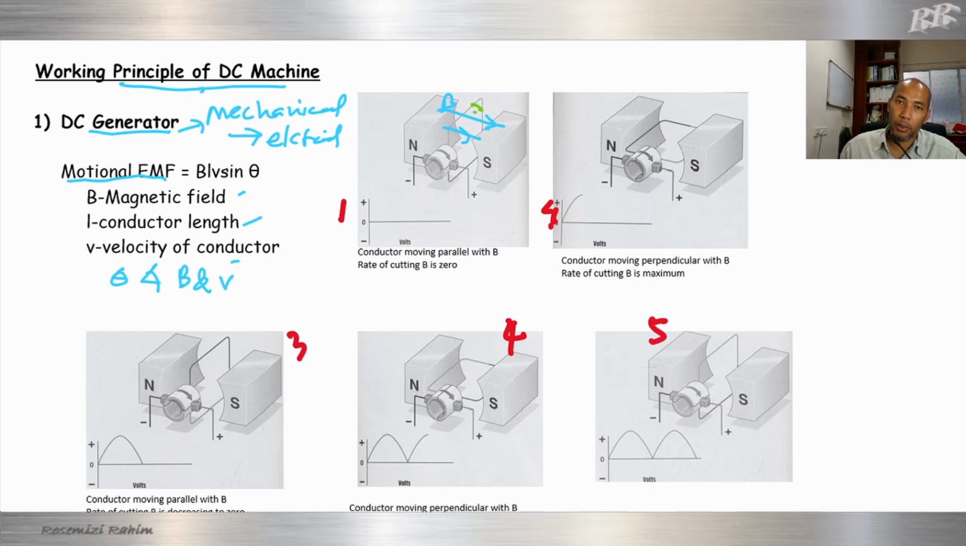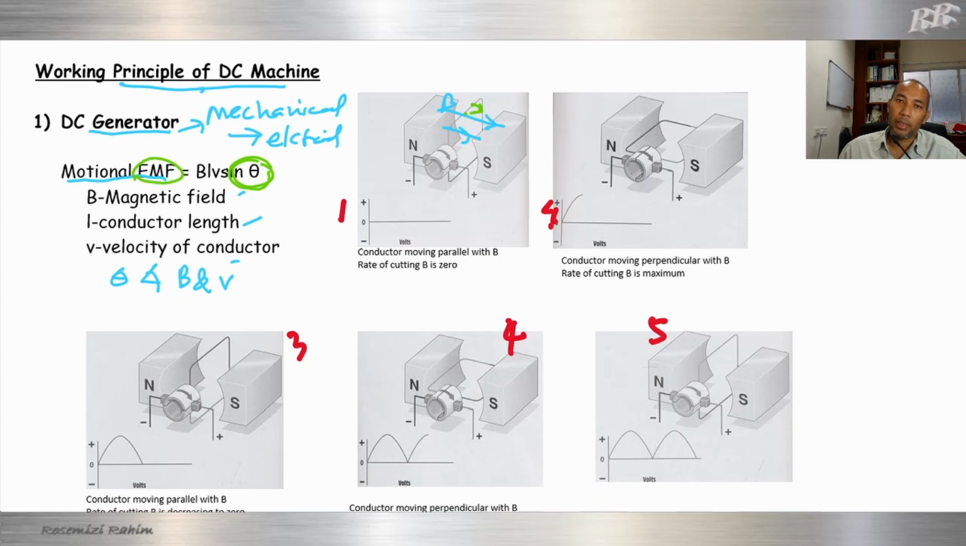So from here to here, we can see that the moving of the conductor and B is in parallel. So parallel, or the angle is 0. So when the angle is 0, what happens? There is no EMF when the angle is 0.